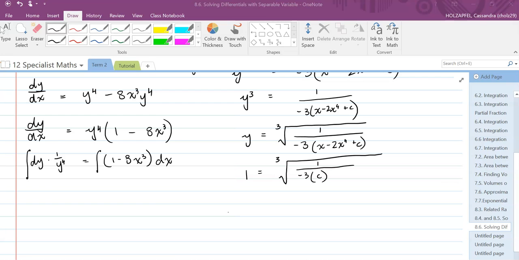Generally this is why I don't rearrange before solving for c, because we just have to reverse all this process anyway. But really it doesn't make a difference either way. And we have c is equal to negative 1/3. So we can pop that back into our equation. So there we go, that's how we solve differential equations that have separable variables.